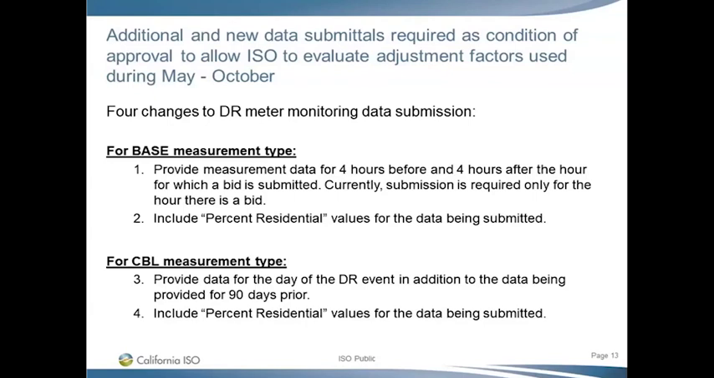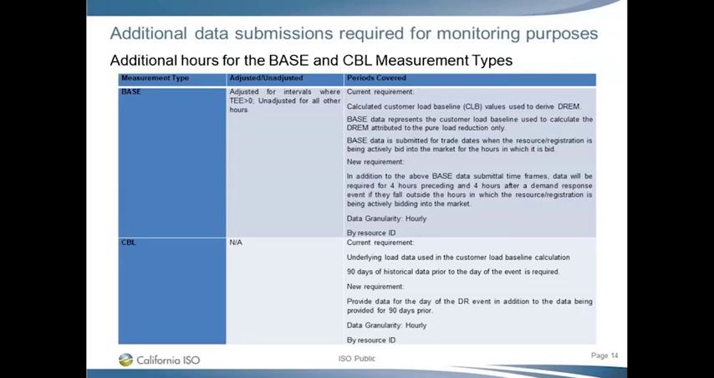For the CVL measurement type, it's similar to the base one. You'll also need to provide data for the day of the DR event, in addition to the data being provided for the 90 days prior. And again, the second thing is including the % residential values for the data being submitted. And again, like I said, we'll show it later on. Next slide, please. So we have it laid out here for you. This table is also included in the Appendix G of the BPM. It goes over the new requirements for the base as well as the CVL measurement types. And you'll see the difference between what the current requirements are as well as the new requirements per resource ID. Next slide, please.